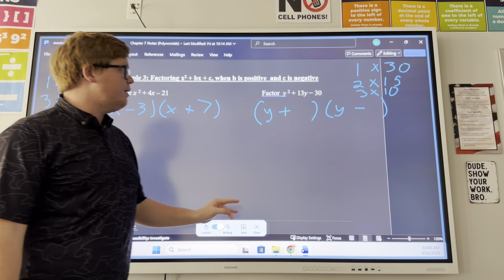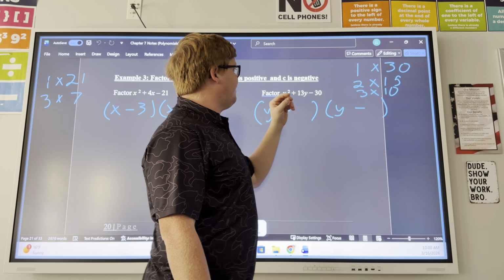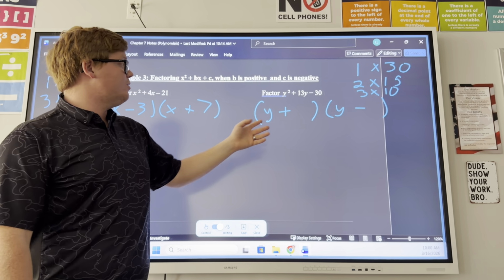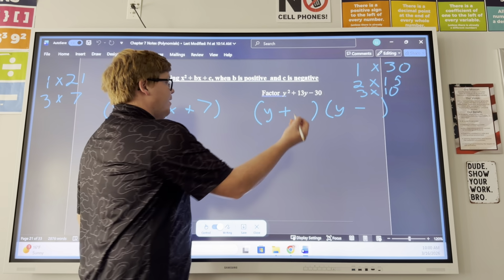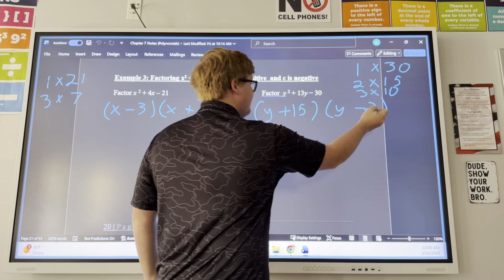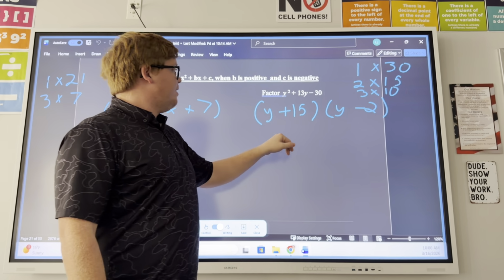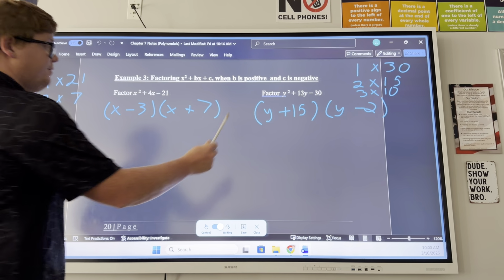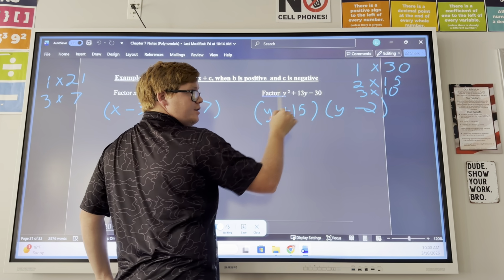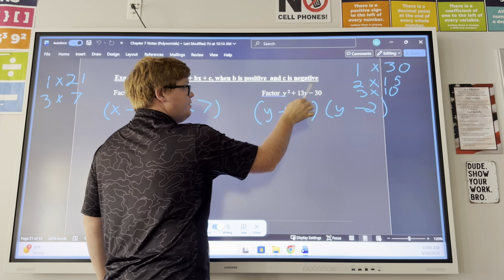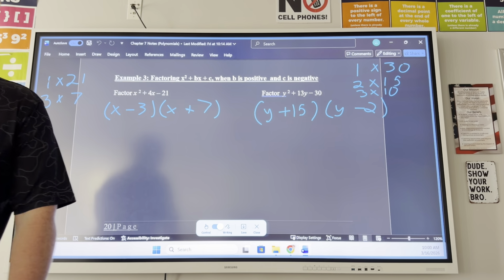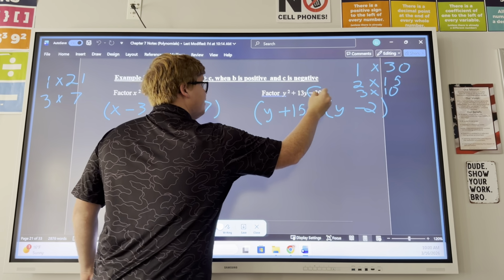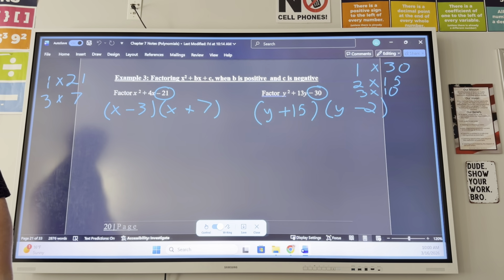Now, you're going to be thinking in your mind, I know 3 plus 10 is 13, but it has to be positive in order for that to happen. So since we need a positive and a negative, I'm going to use 15 and 2. Because if I used 3 and 10, that wouldn't give us the answer we want, but 15 and 2 will, because 15 plus a negative 2 gives us our positive 13, and 15 times a negative 2 gives us that negative 30. So every single time C is negative, you're always going to have a negative and a positive every single time.